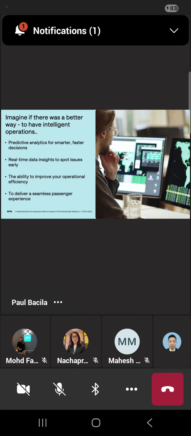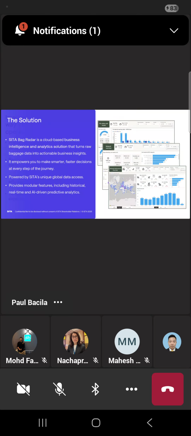Okay, good. Let's deep dive into the solution. As I said, I'll prepare the structure of how we have it in terms of licensing, and then we have the demo. The idea behind this is to provide a business intelligence and analytics solution that turns the raw baggage data, the bag messaging, the World Tracer data into actionable insights, and empowers you to take better decisions.